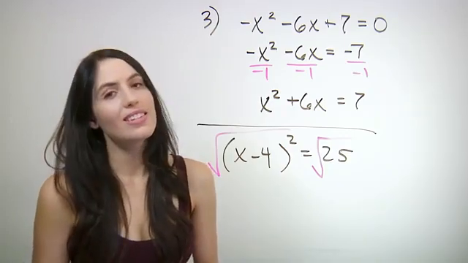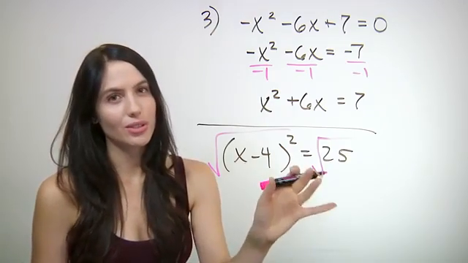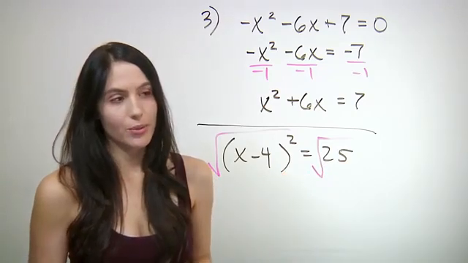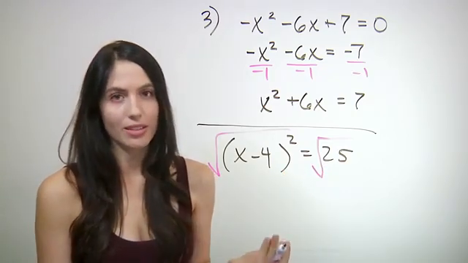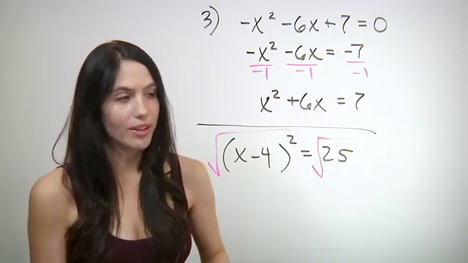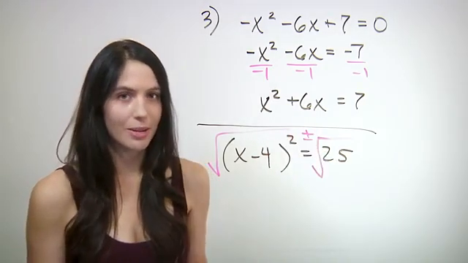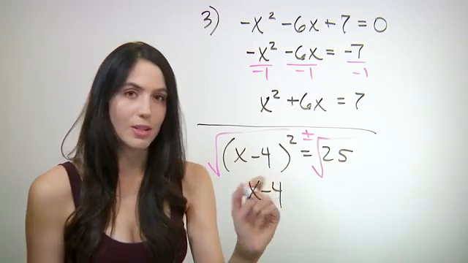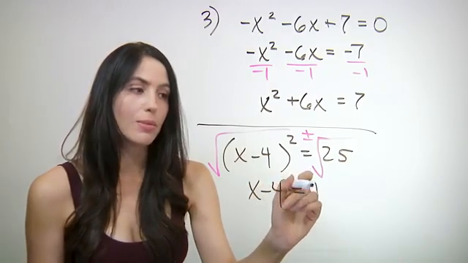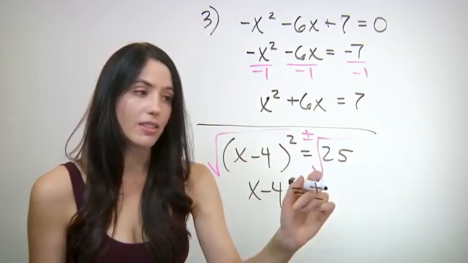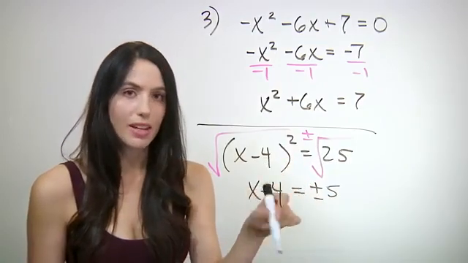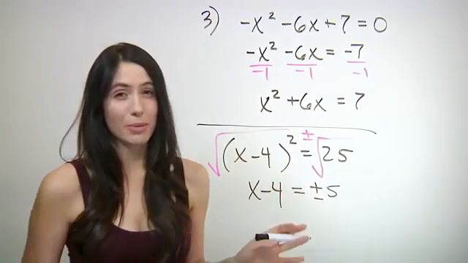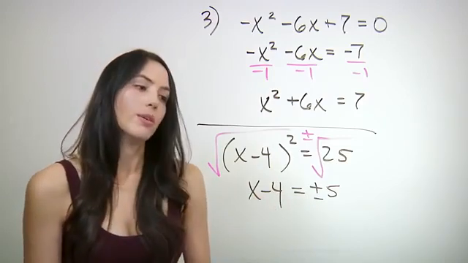You don't want to miss the other solution. There are 2 solutions, and if you don't put the plus and minus, you're only getting the positive solution. So remember the plus and minus. A lot of people forget that. So you just have x minus 4 equals plus and minus 5 in this case, and you would keep solving from there. So that's the biggest thing people forget when completing the square.